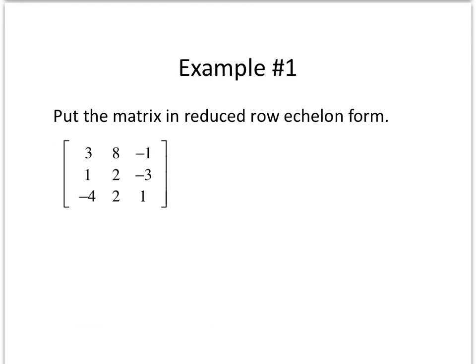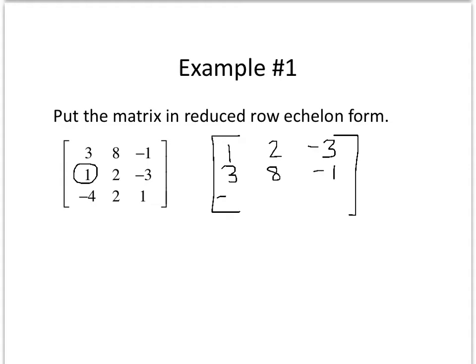So let's try to write this matrix in reduced row echelon form. We know that we want to have a 1 in the first row, first column. Notice here, my second row has a 1 in the first column. So what I'm going to do is just rearrange this so that's in my first row, first column. So we could have something that looks like this: 1, 2, -3, using my elementary row operations. I'm just switching the row. And then I have 3, 8, -1, -4, 2, 1.